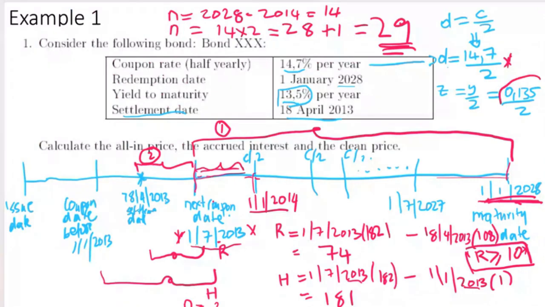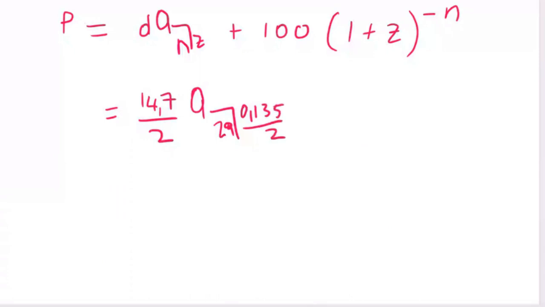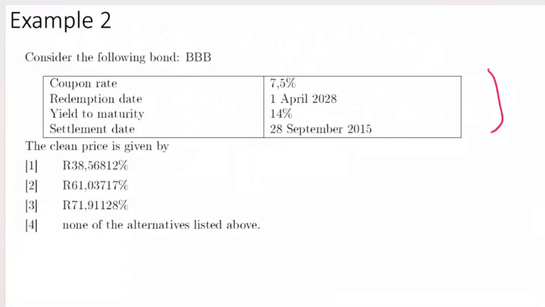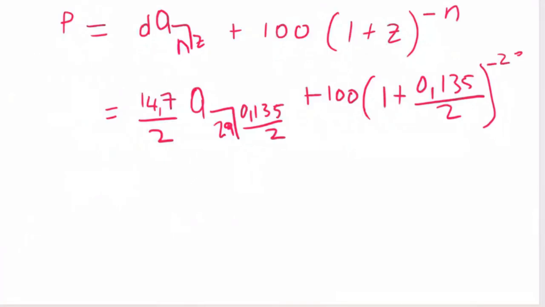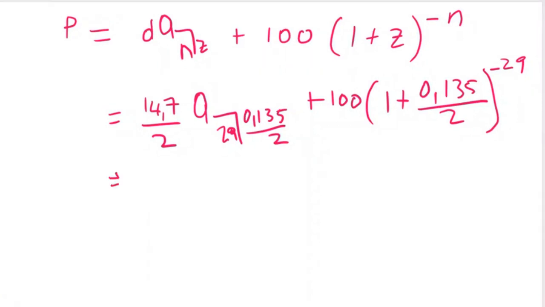So our Z is 0.135 divided by 2. Plus 100 into (1 plus our Z), again it is equal to 0.135. Everything is coming from the previous analysis that we've done. And then this is to the power minus 29. So this makes your life easy. You substitute everything and then you get that your first part, when you have plugged it into your calculator, is going to be equal to 92.50885. I am leaving everything to the fifth decimal place for accuracy.